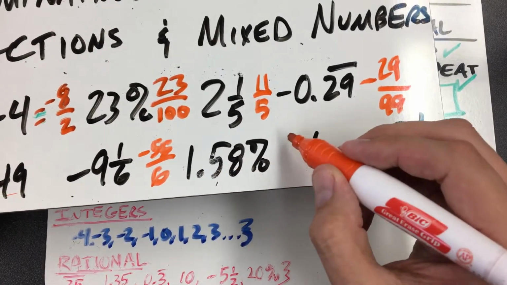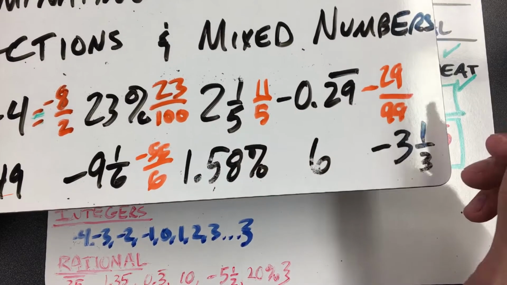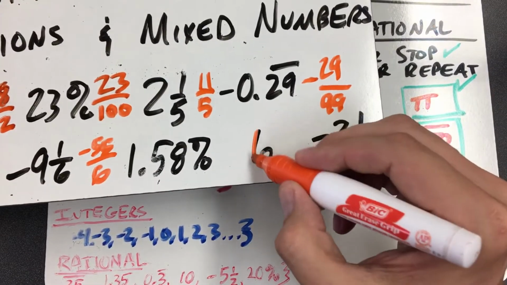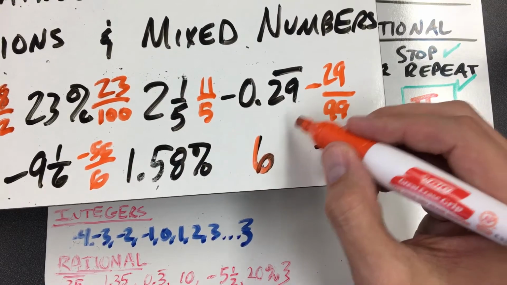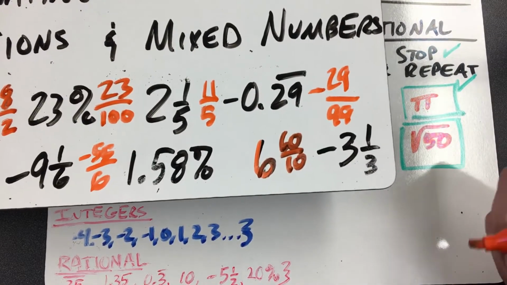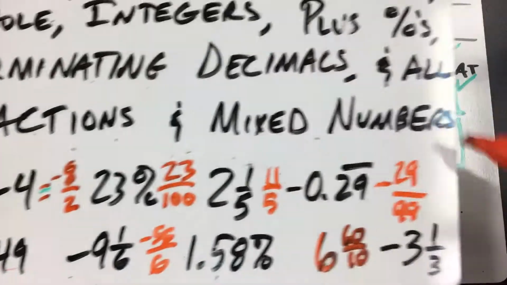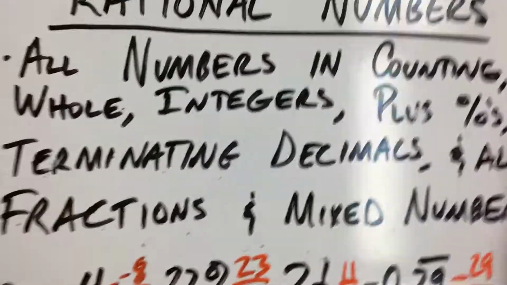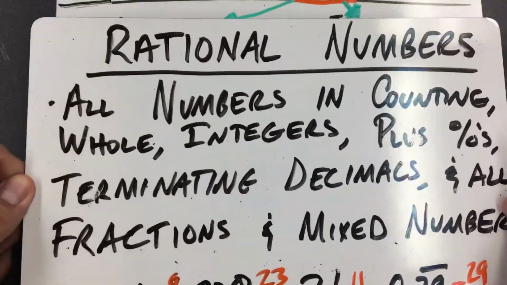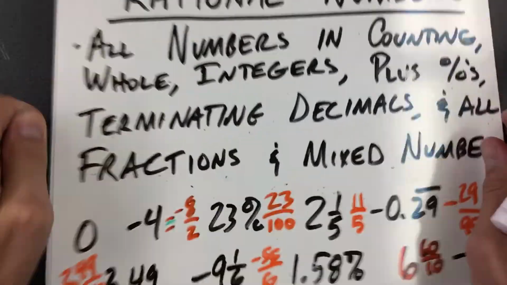This could be 0.0158, right? 158 over 10,000. The number 6 I could write as like, what would that be? 60 over 10, or 12 over 2, or 30 over 5, right? This could be negative 10 over 3. If you can write it as a ratio, it is rational. So most everything you've done in your life is a rational number. It's a very, very familiar group to you.